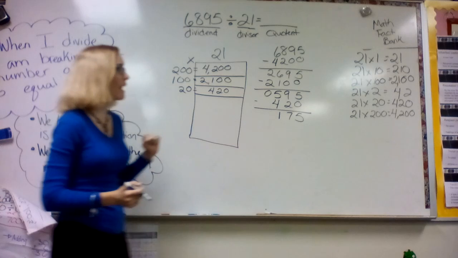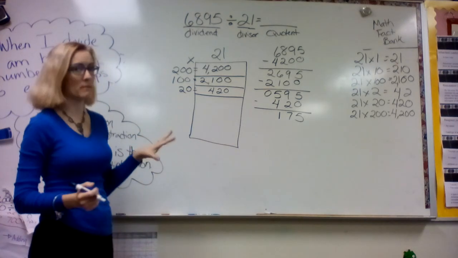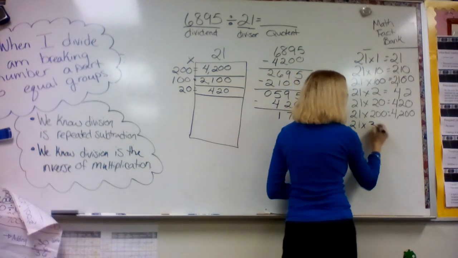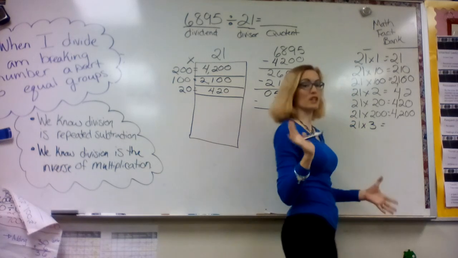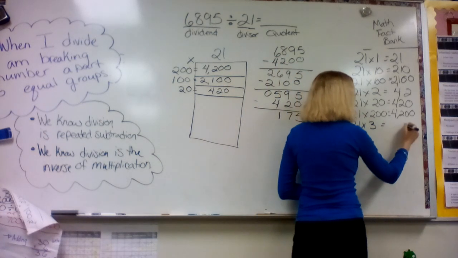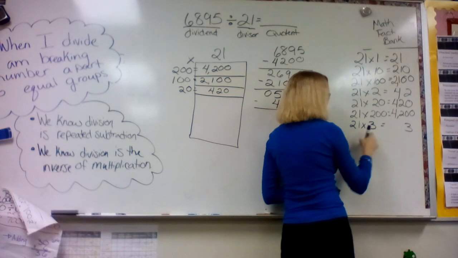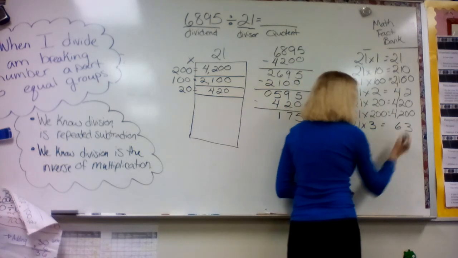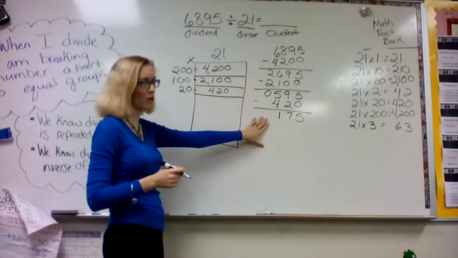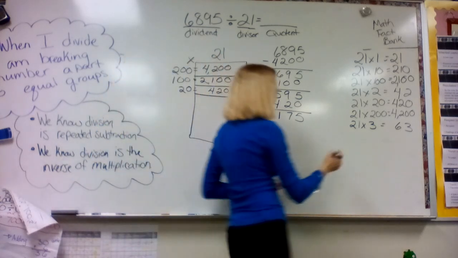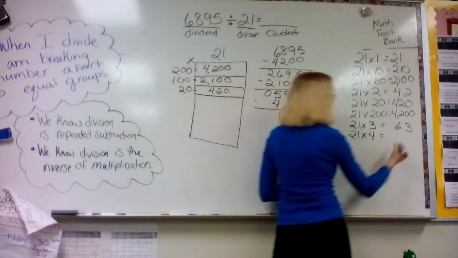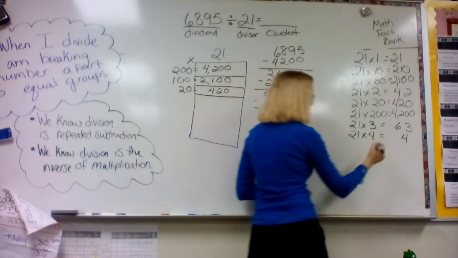That's too big. So I'm going to go ahead and go up and add to my math fact bank. So let's do 21 times 3. Sometimes you're going to have to add to your math fact bank, and that's okay. So 1 times 3 is 3. 3 times 20 is 60. That doesn't get me too close to the 175, so let's go one more up. 21 times 4. 4 times 1 is 4, and 4 times 20 is 80.